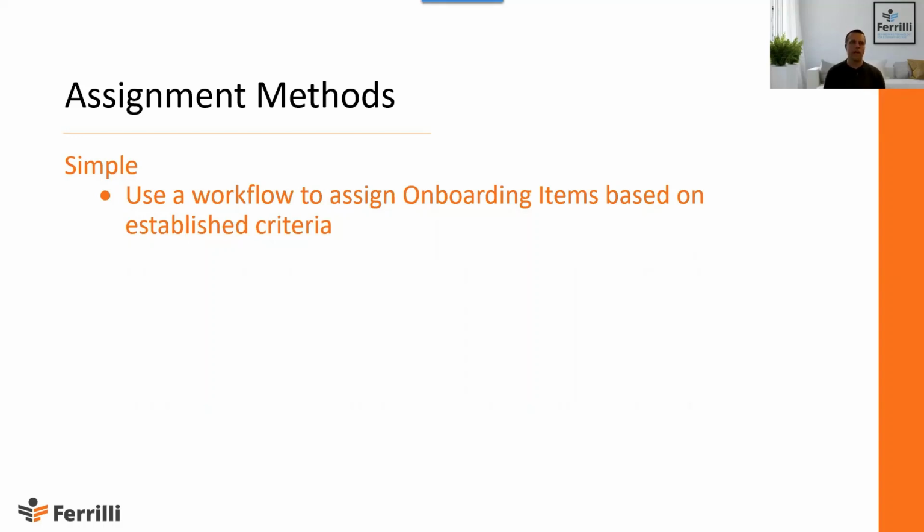First is what I would classify as a more simple assignment method. This is where we would utilize a workflow. We would have conditions in that workflow to basically assign the onboarding items based on established criteria. Just as an example, you might think of this as first-time freshmen are going to get assigned 5 items, and then maybe transfer students only have 3, and maybe a returning student only has 1. But that would just be a fairly simple way to make these assignments happen.